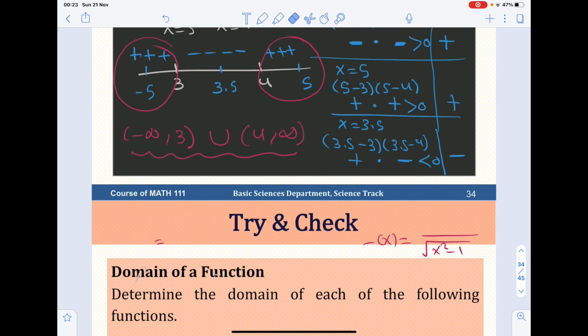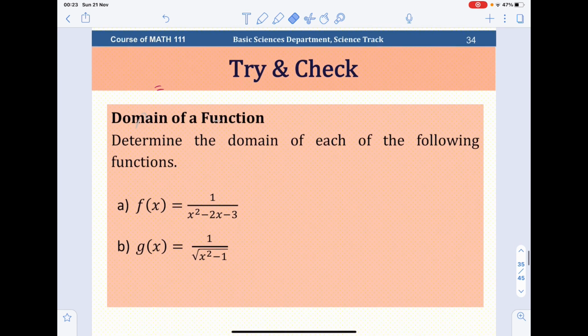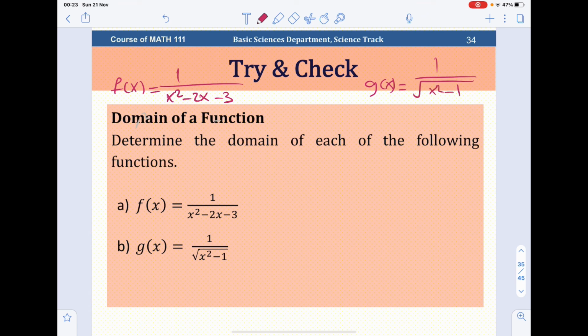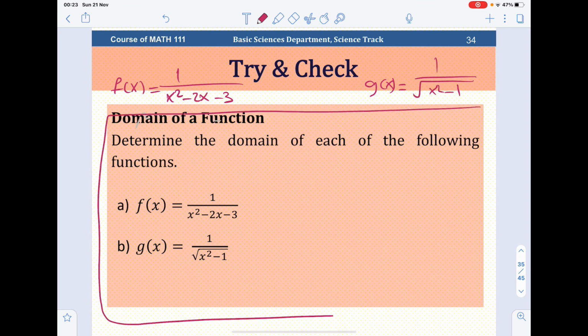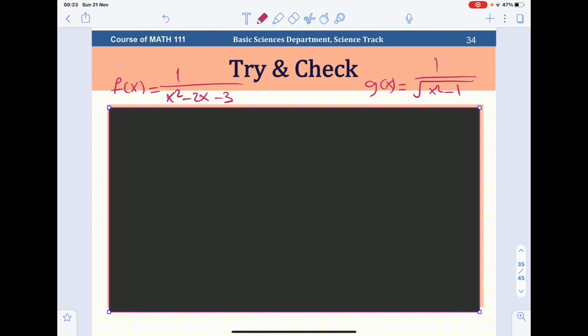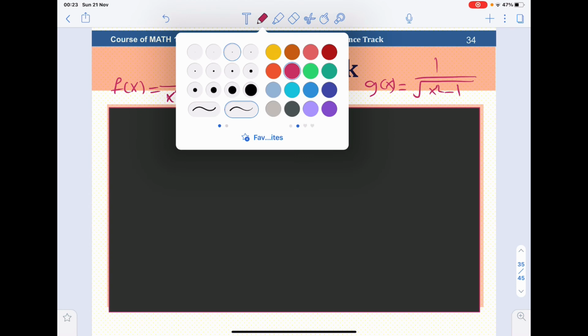Now let's check the exercise over here. We have two functions as well, and we want to find out what is the domain of each of them. So the first one is 1 over x squared minus 2x minus 3, and the second one is g of x, okay, g of x equals 1 over the square root of x squared minus 1. Okay, so let's solve the first one.